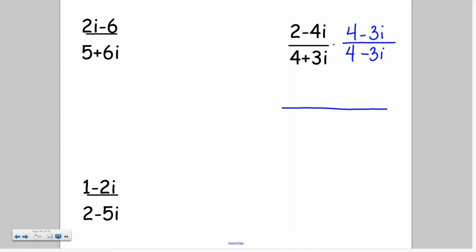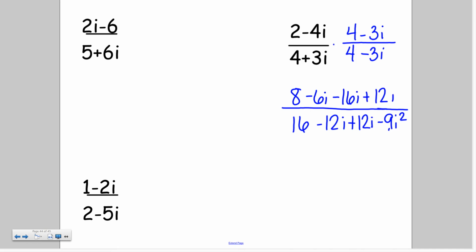4 times 4 on the bottom, 16. 4 times negative 3 is negative 12i. Positive 3 times positive 4 is plus 12i. And then 3i times negative 3i is a negative 9i squared. All right, the top one, 2 times 4 is 8. 2 times negative 3 is negative 6i. Negative 4 times 4 is a negative 16i. And then negative 4 times negative 3 is a positive 12i squared.